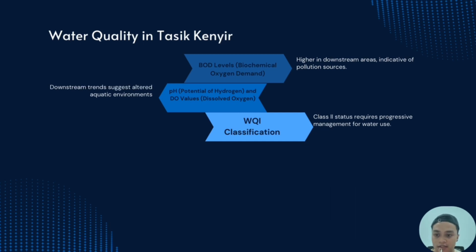The last summary we got is WQI classification. WQI stands for Water Quality Index. We found that this WQI falls into class 2, a status that requires progressive management for water use.